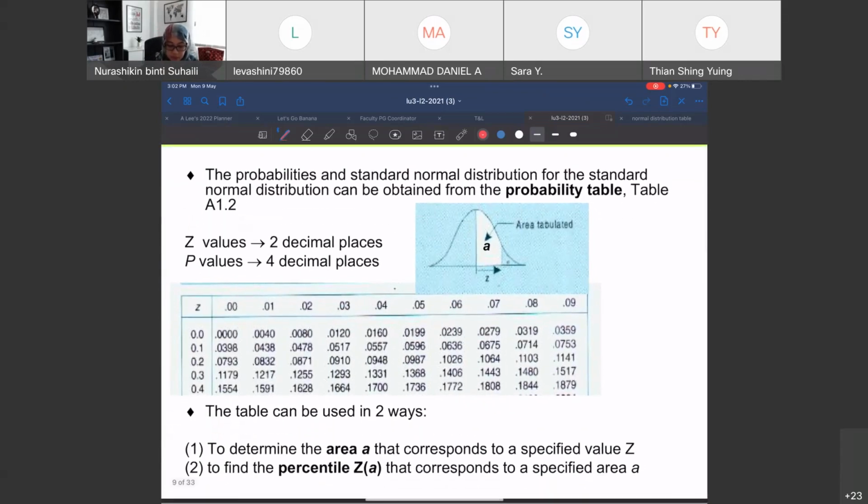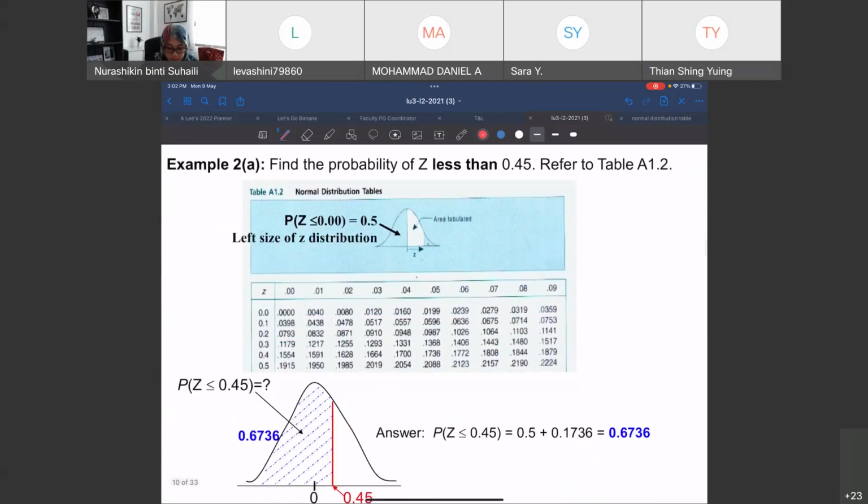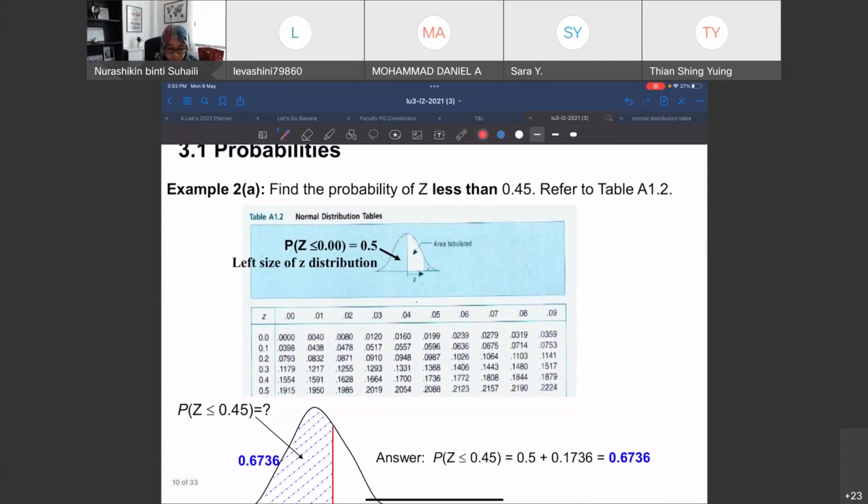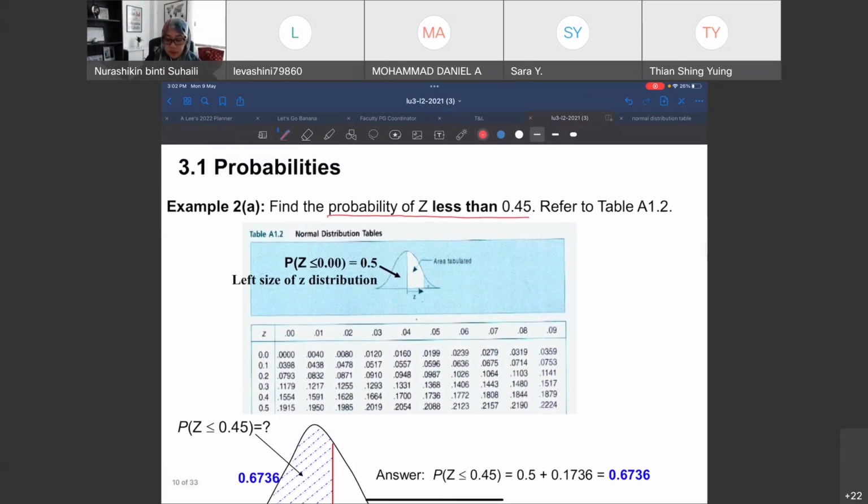Okay, right. Now let's have a look at an example. How to find the probability of Z less than 0.45. So what does it mean? Find the probability of Z less than 0.45. For this topic, I would suggest you sketch a lot, to sketch the region, the area that you are looking for. That would help you to visualize what you want to look for.